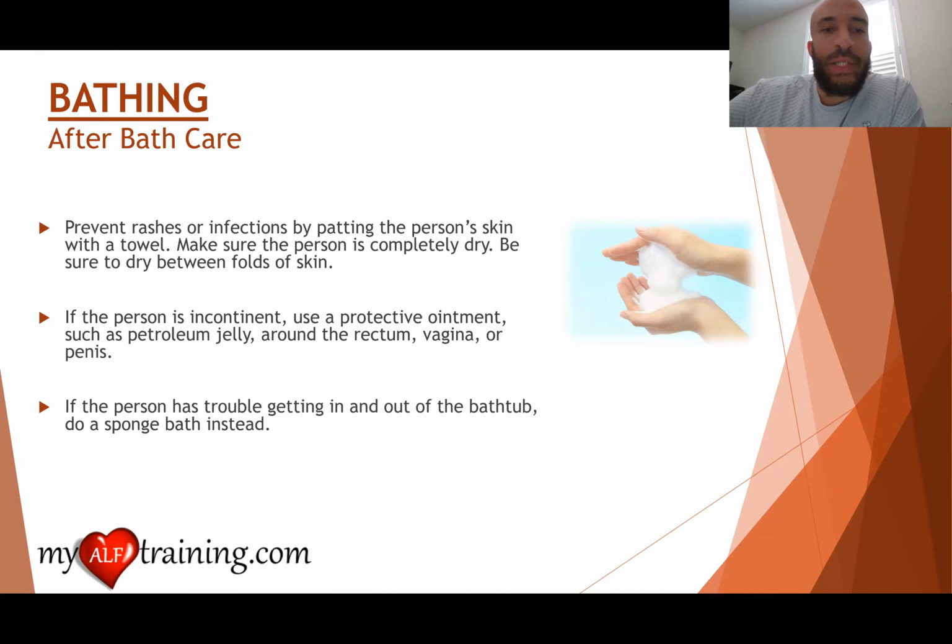Also, if the patient is incontinent at times, you want to use a protective ointment. This can be a jelly or any type of petroleum-based cream. And you want to place it around the hot spots, such as the rectum, the vagina, or the penis. Any area that is directly in contact with urine or feces that is more predisposed to breakdown because of irritation due to incontinence. If the person has trouble getting in and out of the bathtub, do a sponge bath instead.